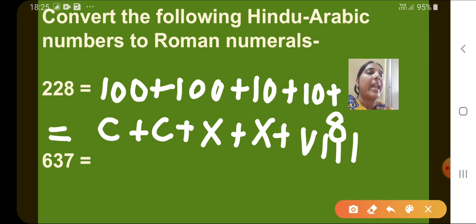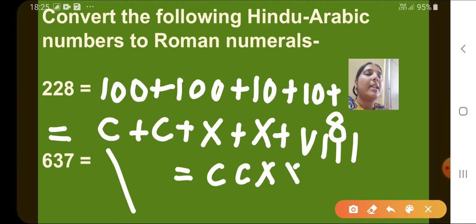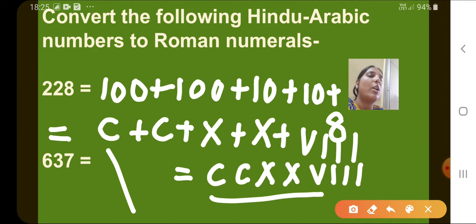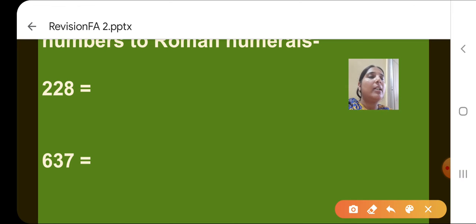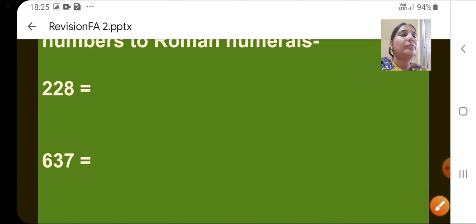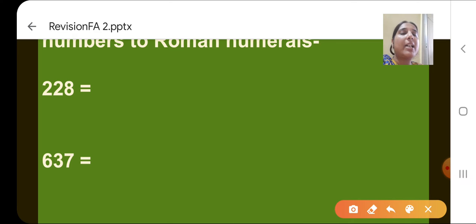Now we'll write it together. So what will we get? There you can see C, C, X, X, V, I. So this stands for number 228. Got it, children? So this is the Roman numeral for number 228. Now let's do the next number, which is 637. So how will we write 637 now?